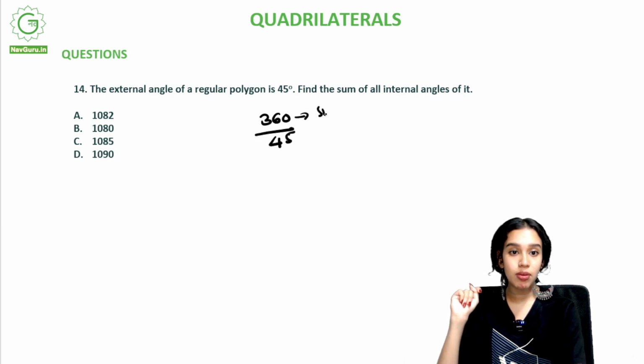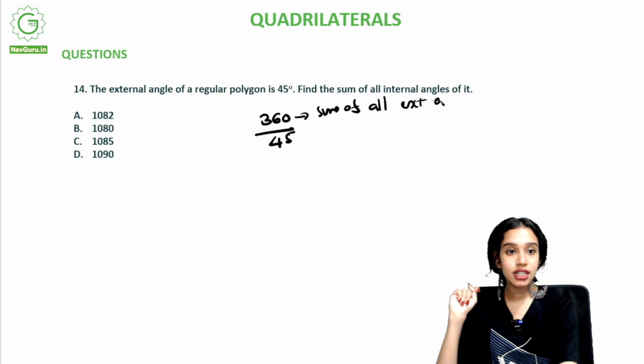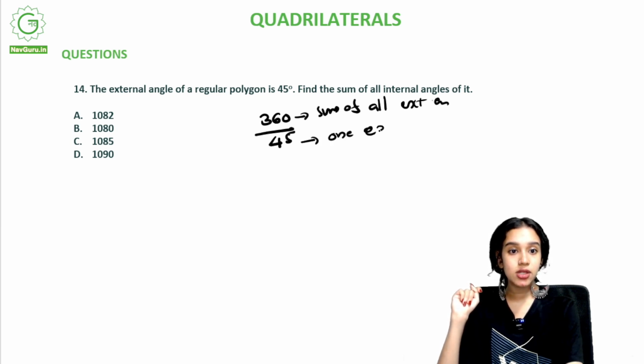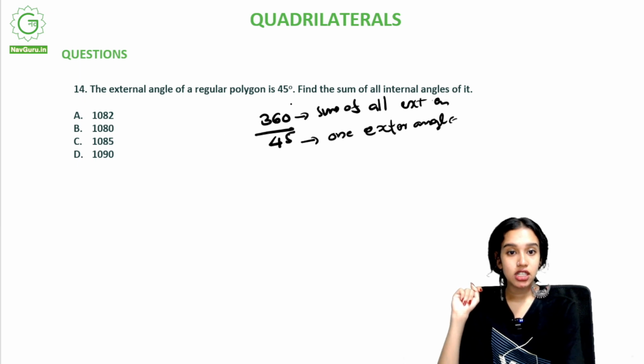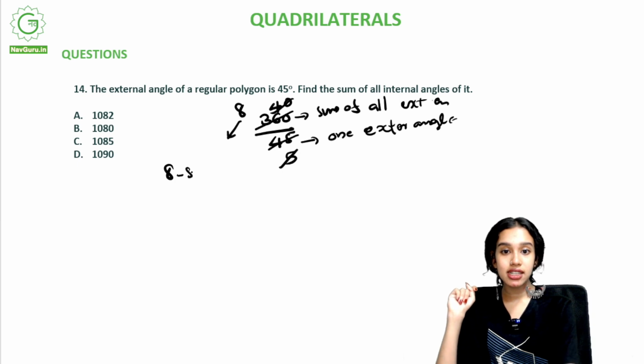360 is the sum of all external angles, right? Now 45 is one external angle. This would give us how many sides this polygon has, right? So let's cut this out by 9. 9 4s are 36 and 40. 9 5s are 45. And this would cut out to, we'll get 8. So this is an 8-sided polygon, right?